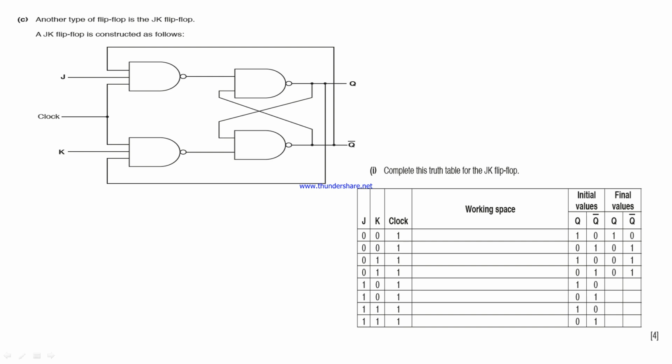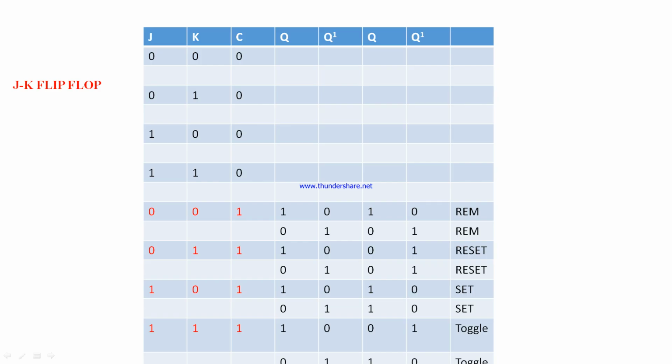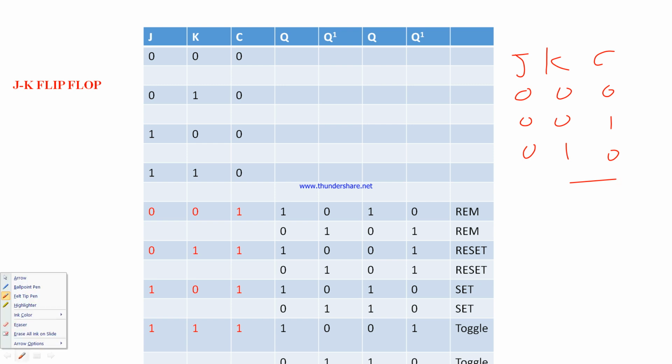But for me to remember one thing: if I have three inputs, that is the J, the K, and the clock, I should have 8 possibilities. Okay, so let's see how we look at the 8 possibilities. They will be like this: J, K, and the clock. So 000, 001, 010, so 0, 1, 2. This is 3.